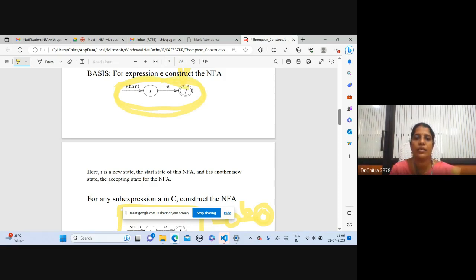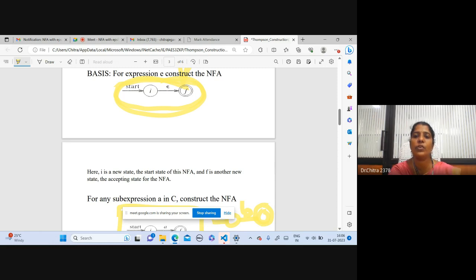Construct the non-deterministic finite automata. Remember that only the non-deterministic finite automata contains the epsilon. In the deterministic finite automata, there is no epsilon path. A determined path is there. This-or-that concept is not there in the deterministic finite automata. So in the non-deterministic finite automata, only epsilon is available. So this is the NFA that accepts the null string. Epsilon is accepted by this NFA.